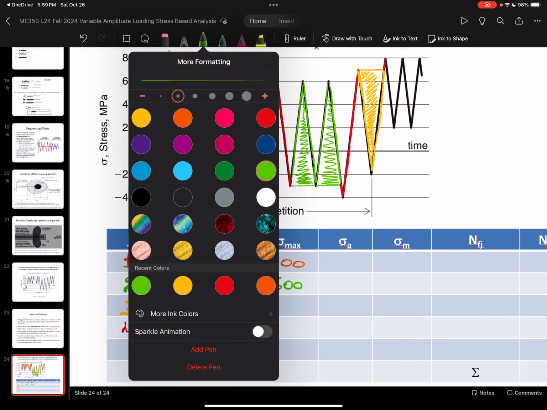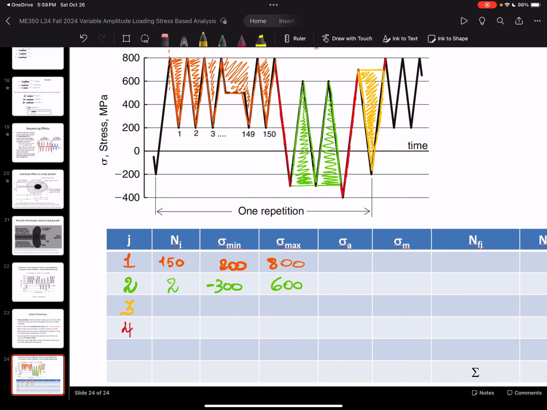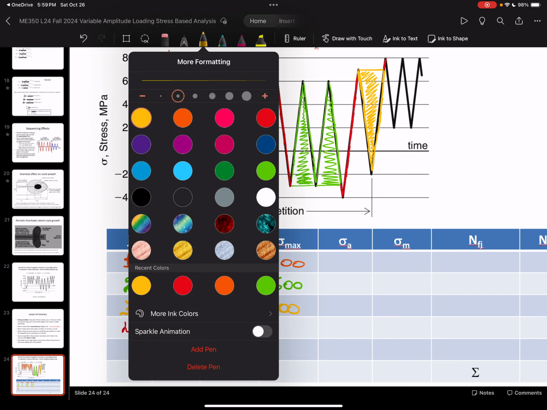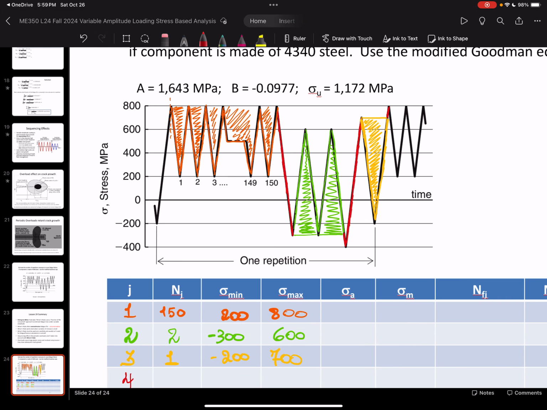And then let's see, how many yellows did I color? 1. And what is the minimum? Well, this one right here, minus 200. Maximum, well, the maximum is right here. That's 700. Now, this is the one that trips me up at least.